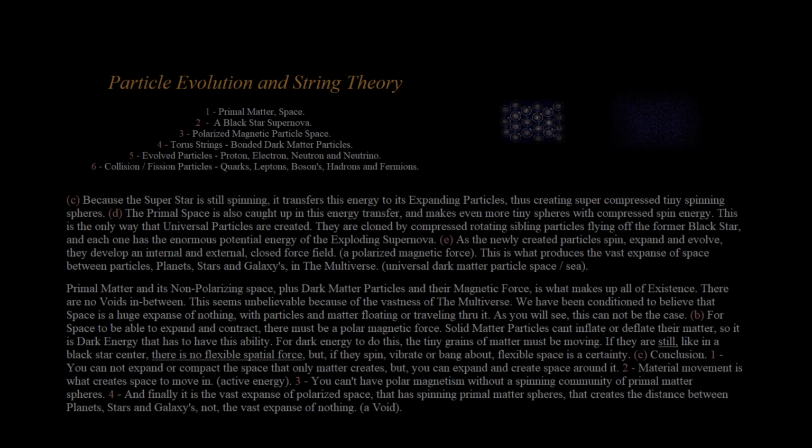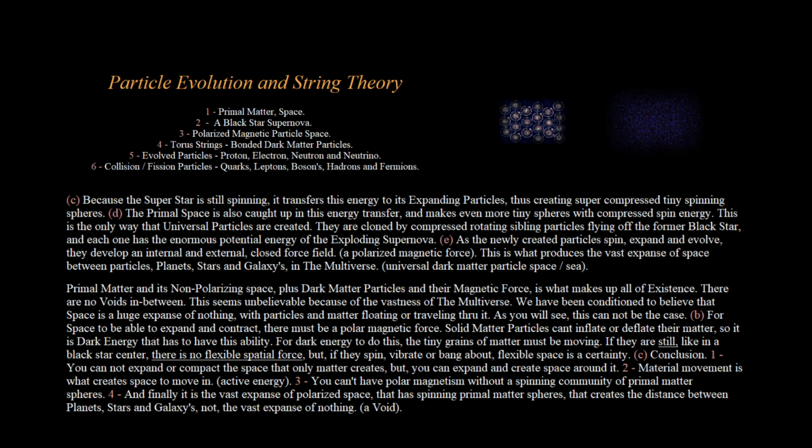C. Because the superstar is still spinning, it transfers this energy to its expanding particles, thus creating super compressed tiny spinning spheres. D. The primal space is also caught up in this energy transfer, and makes even more tiny spheres with compressed spin energy. This is the only way that universal particles are created. They are cloned by compressed rotating sibling particles flying off the former black star, and each one has the enormous potential energy of the exploding supernova.